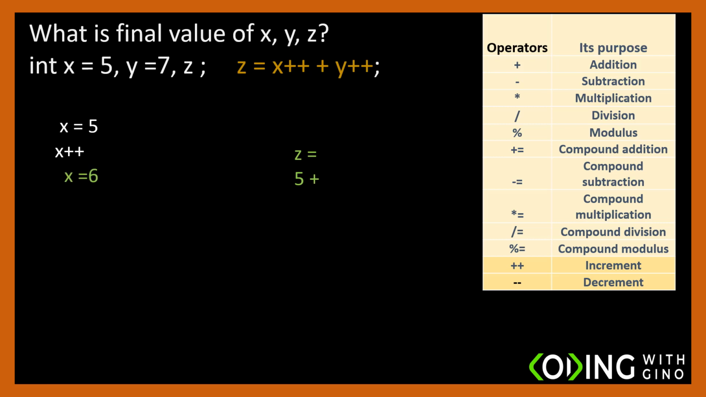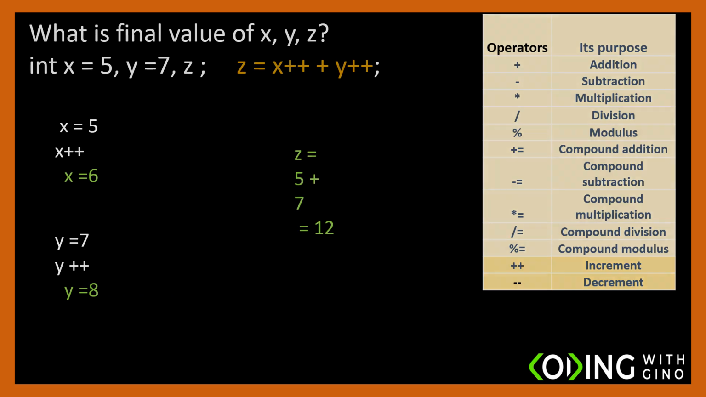Likewise, current value of y is first consumed because it is post-increment. Value of y is taken in the equation of z. Once consumed, y will then be incremented and it will change to 8. Let's compute value of z now. z = 5 + 7 = 12. And final values are x = 6, y = 8.